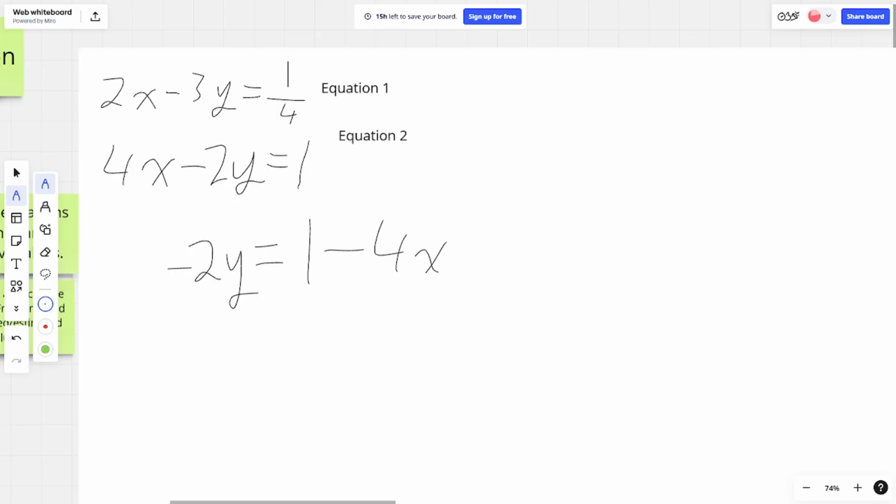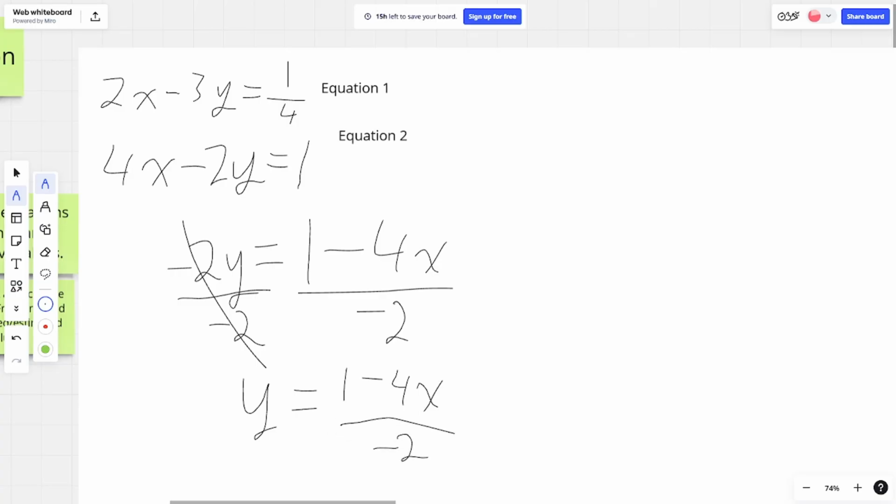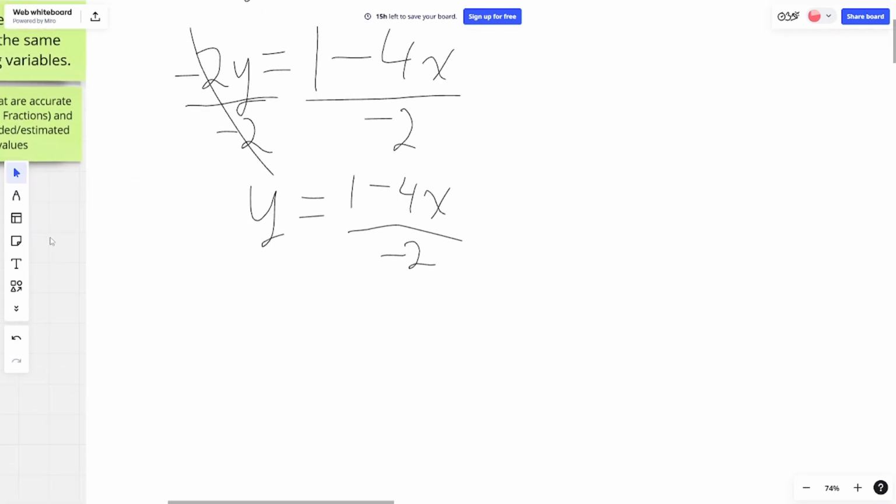Now all I need to do is divide by negative 2, and we'll do the same for our right side. So now we'll be left with y is equal to 1 minus 4x, all of it divided by negative 2. Now let's simplify this fraction over here. This can be written as y is equal to 1 over negative 2 minus 4x over negative 2.